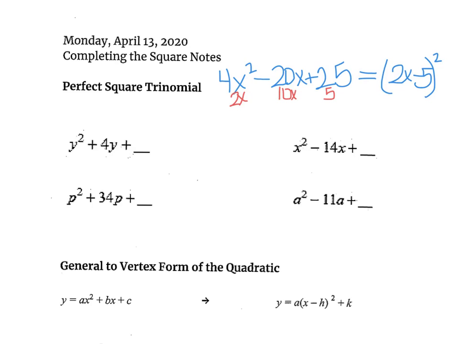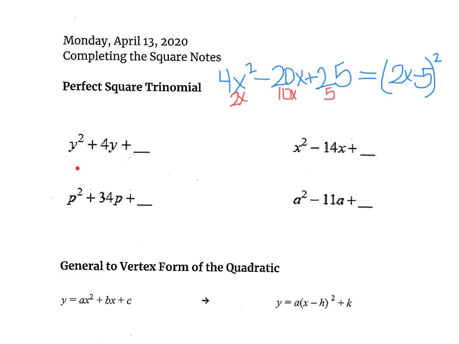If you were to take this whole thing and FOIL it, do a double distribution, you would get 4x squared minus 20x plus 25. This is important for us when we come down here to general to vertex form. First, though, let's take these 4 examples and form perfect square trinomials, figure out this last number, and factor them into squared binomials.